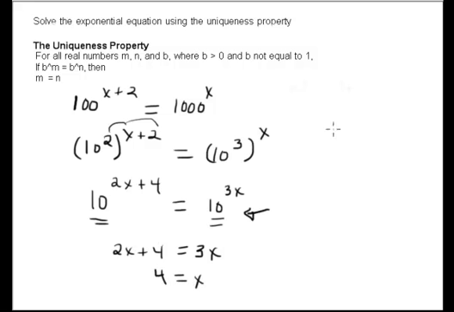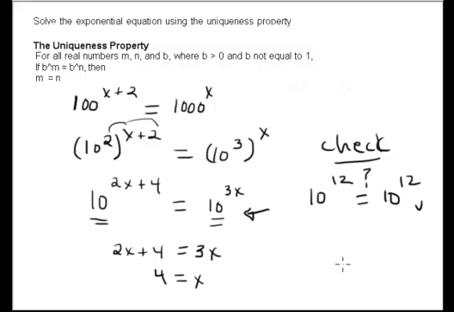Let's go back in here and check to see if it worked out. It's always a good idea to check your work whenever you can. So the left, if I plug in 4, I get 10 to the 2 times 4, or 8 plus 4, which is 12. And does that equal 10 to the 3 times 4, which is also 12? It does indeed. So x equals 4 is our solution.